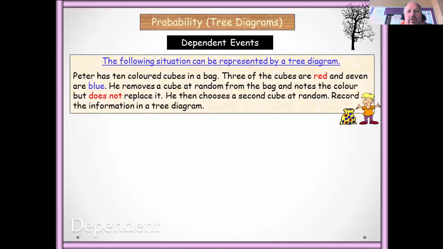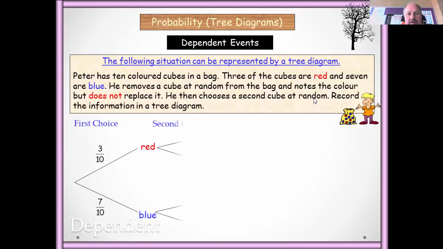Now we're going to look at dependent events. It means we sample but don't put the thing back in. So first choice, red or blue. Second choice, the probabilities are 3/10 and 7/10. Second choice, you can get a red or a blue depending on what happened first.